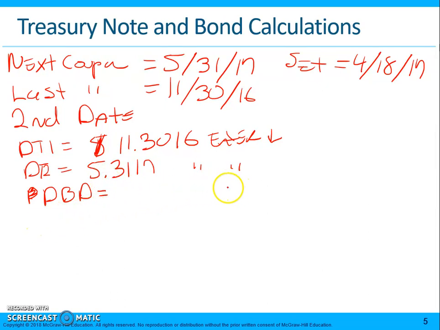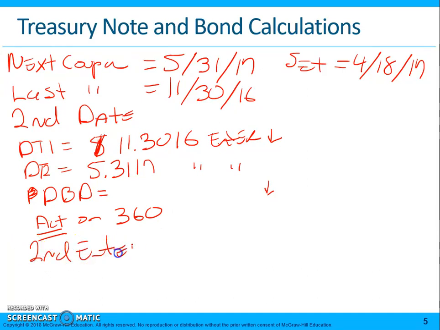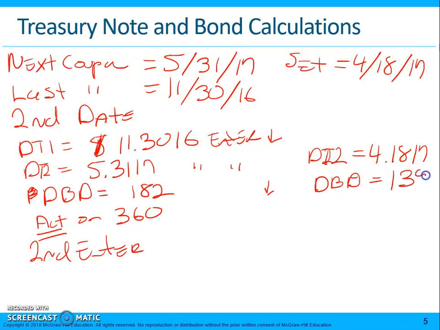And then if you go down arrow one more time, you'll see either ACT or 360. For this calculation, you need it to read actual. You can switch between actual and 360 by hitting second and enter. So make sure you've got it on actual, and you go back up to DBD and hit compute, and you should get 182. Now, if you go up arrow to DT2, enter 4.1817, and go down to DBD, hit compute, and you should get 139 days.